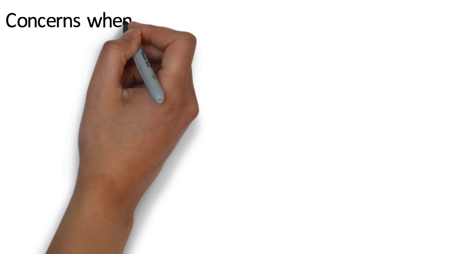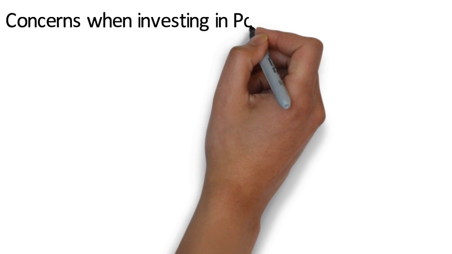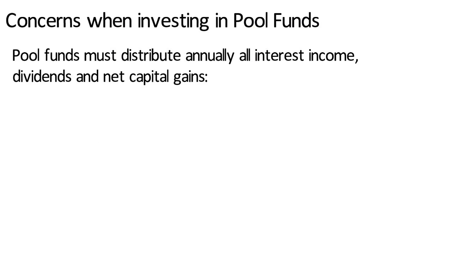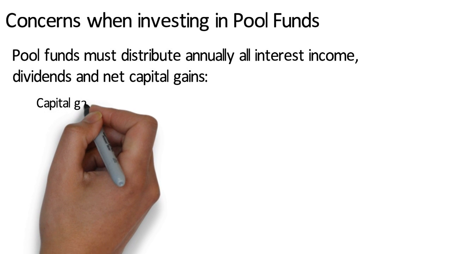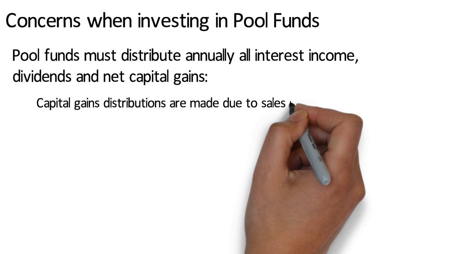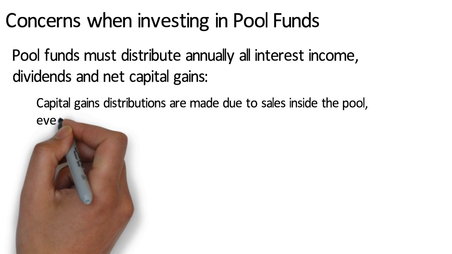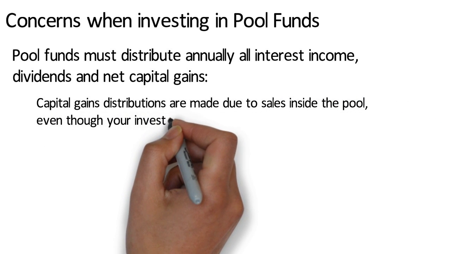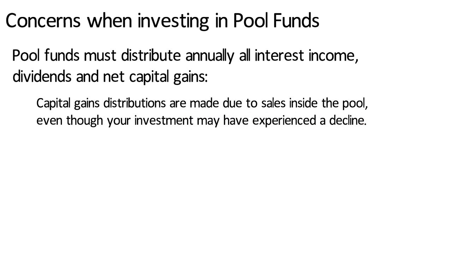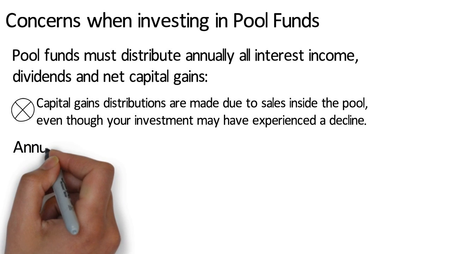Now, there are concerns to be aware of when investing in pool funds. Pool funds must distribute annually all interest income, dividends, and net capital gains. Any capital losses are not distributable but used to net against capital gains. Also note that your annual distribution is unrelated to your unit value. This can be confusing at times because there can be years when capital gain distributions are made to you as the investor due to the manager selling investments within the pool, all the while your unit value or your investment may have experienced a decline.